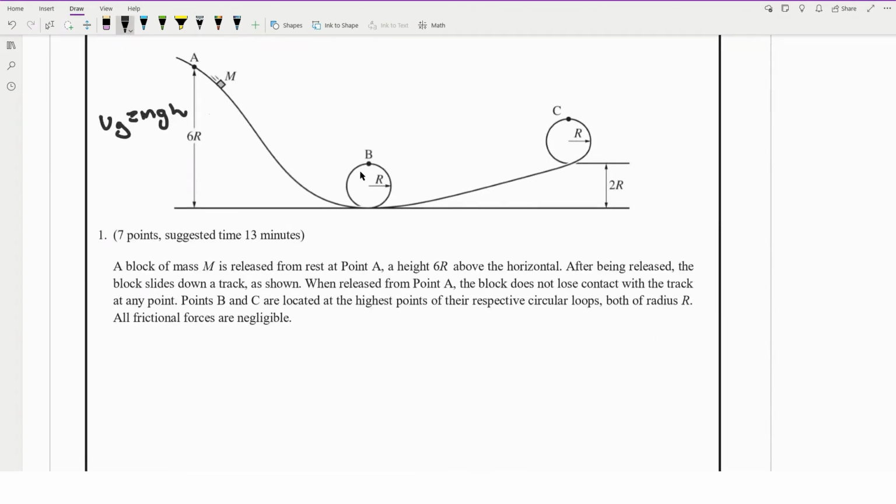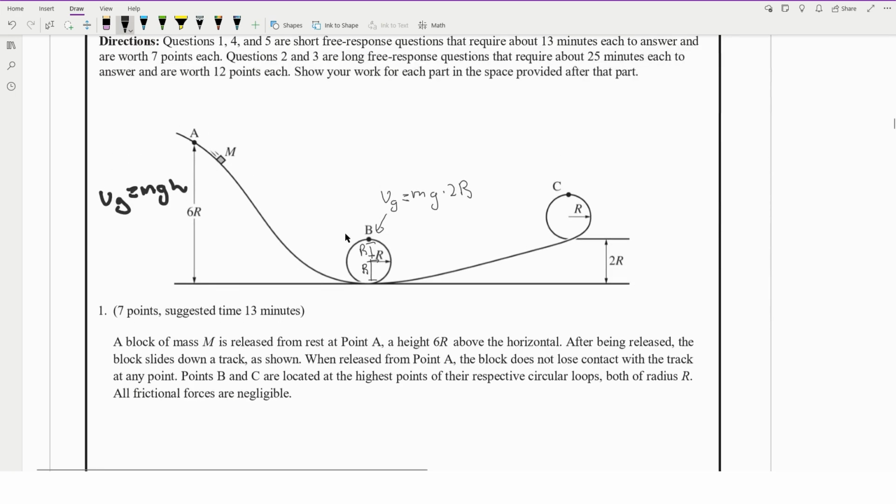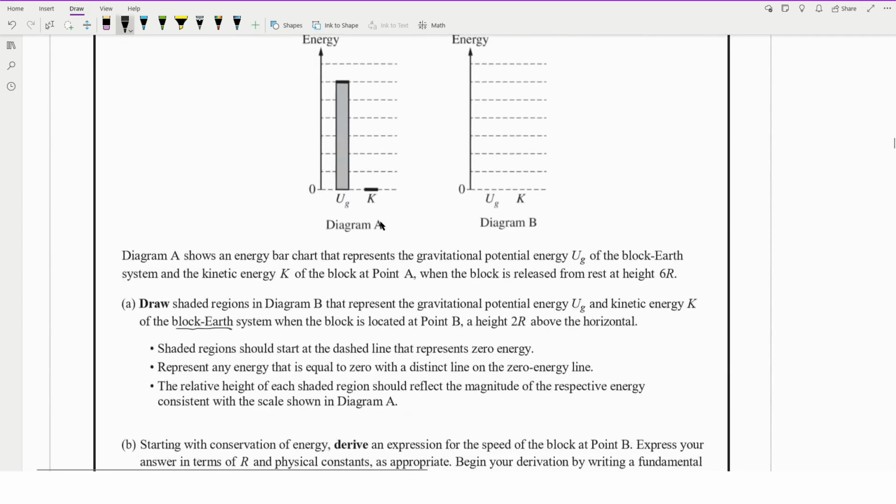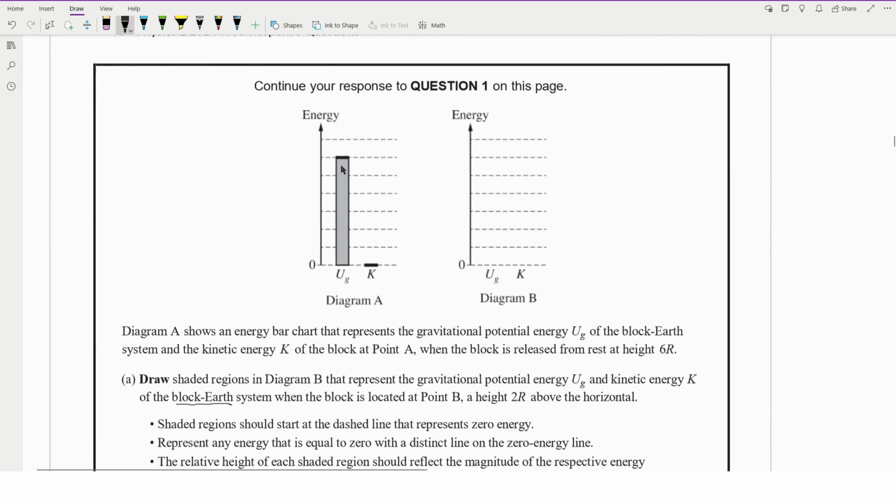So this time, UG would be equal to mg times 2r, because if r is the radius, then the height would be r plus r, which is 2r. Now, comparing to point A, the gravitational potential energy would be equal to mg6r. So the gravitational potential energy at point A would be 3 times as much as at point B. 6 divided by 2 equals 3. So this bar should show 3 times as much energy as this bar.